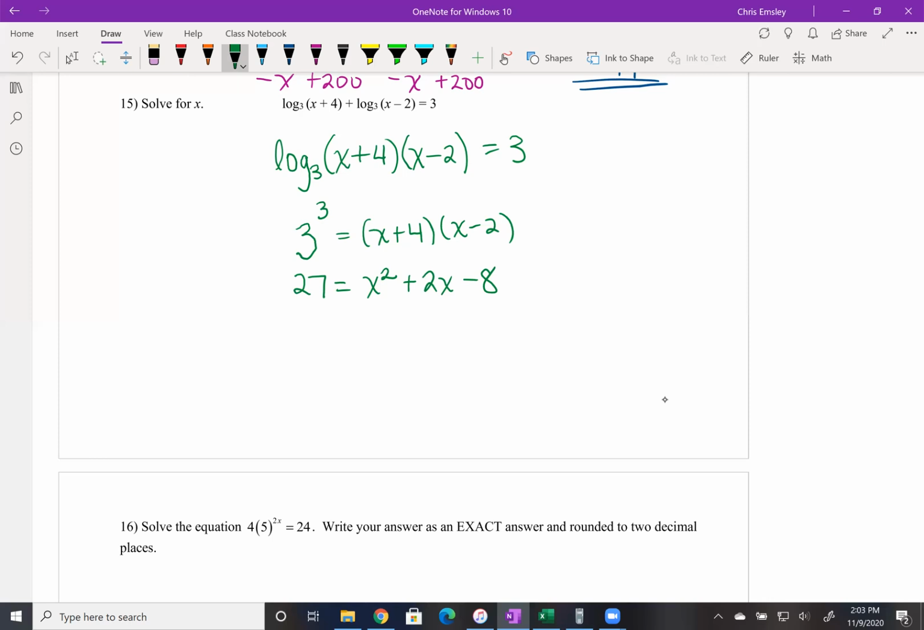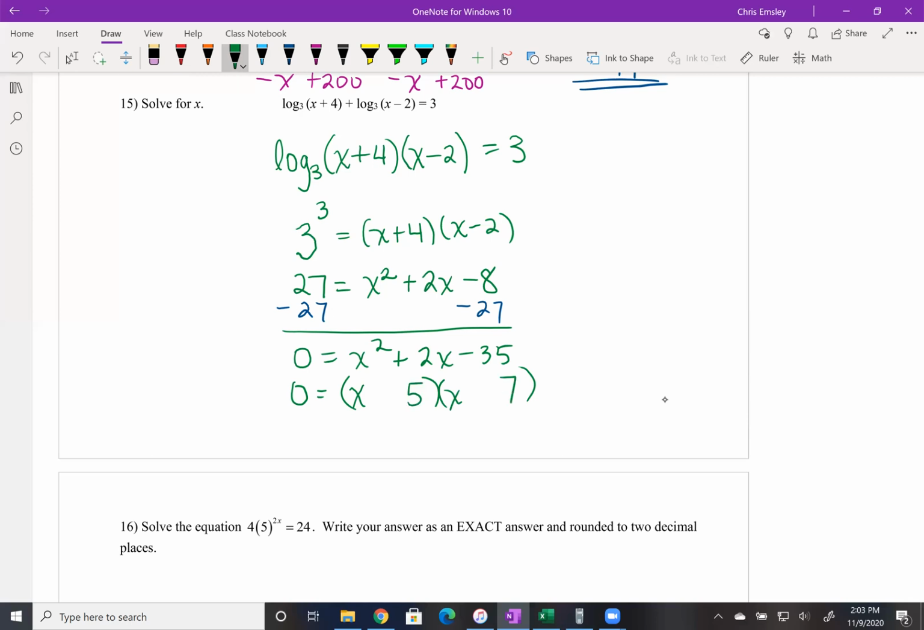Remember, we have several methods for solving quadratics. Make sure you use a quadratic method. Don't go crazy here. So I want one side of my equation to be 0, and then I'm going to try to factor the other side. This one looks like it should turn out pretty good. X squared is x times x. Factors of 35 that are going to give me a positive 2. That would be 5 and 7 with a minus on the 5 and a plus on the 7.